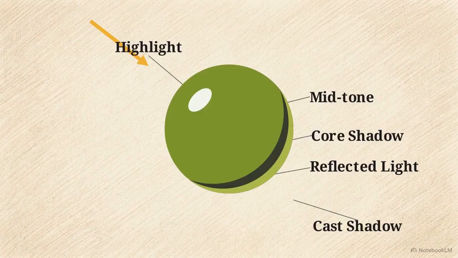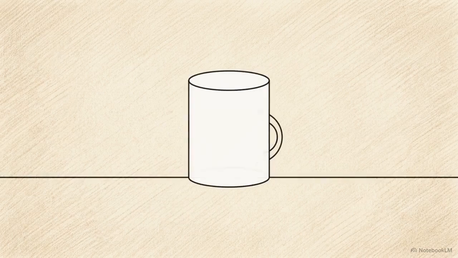Let's test your observation. Pause here and predict. If the light source moves entirely to the right side of this tea mug, exactly where will the core shadow and the cast shadow fall?